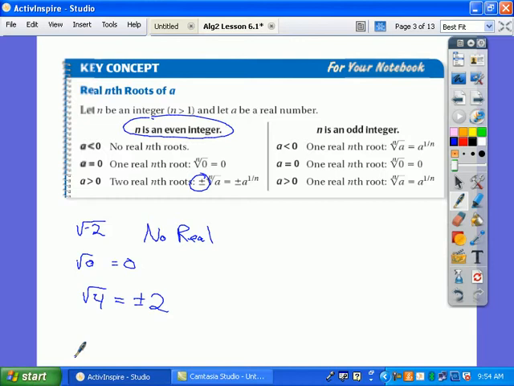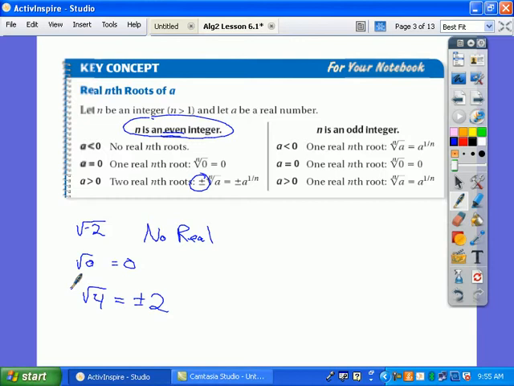Okay, so the idea here is that there are 2 solutions, namely 2 times 2 is 4, -2 times -2 is 4, and this is going to happen with any even root. So it doesn't have to just be square root any longer. It could be a 4th root, or a 6th root, or a 10th root. We'll still get 2 solutions.